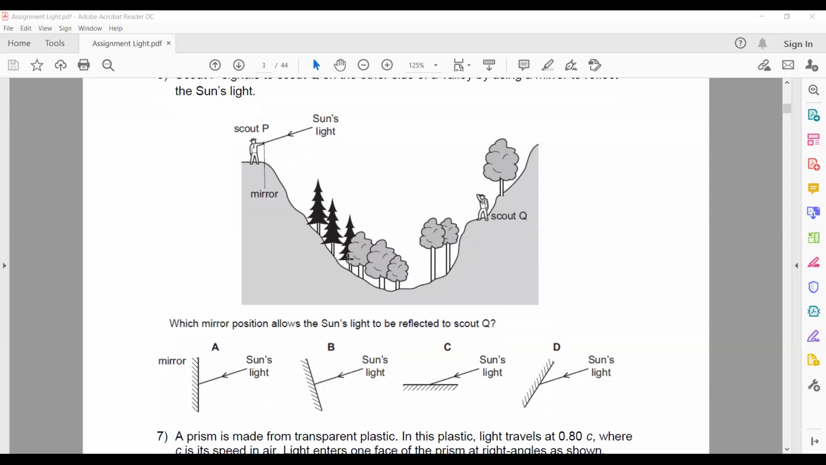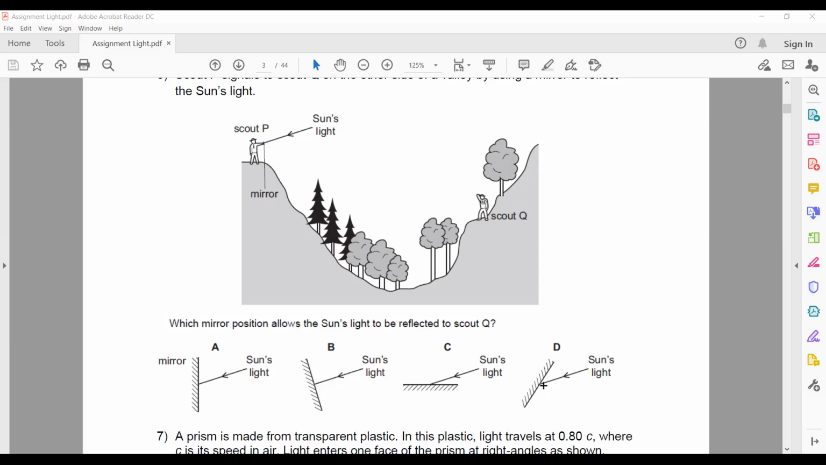So what could be the answer? Look, A is the right answer because when you check the reflection for B, it is striking along the normal, so it will bounce back in the same direction. If it hits and bounces back in the same direction, how will it reach scout Q? That cannot be. For C, it will move in the opposite direction. So C cannot be an answer.